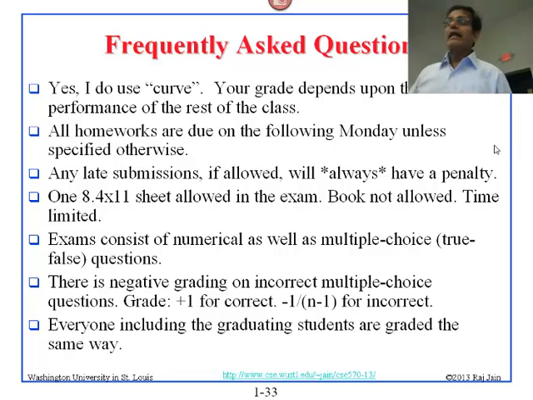All the exams are not open book, but they are open one sheet. You can bring one sheet of paper with everything written in microprint, both sides. Whole book copied onto one side, that's fine with me. But one sheet only. 8.5 by 11, both sides.